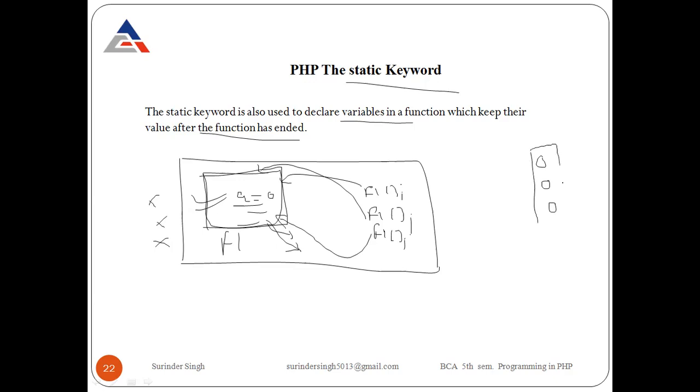During all three calls, a will print only 0 because the lifetime of a is local to this function only. Whenever control exits from the function, a will be removed from the memory. Clear? So if you want to make the lifetime of a variable global, you can use the static keyword before the variable. Clear?